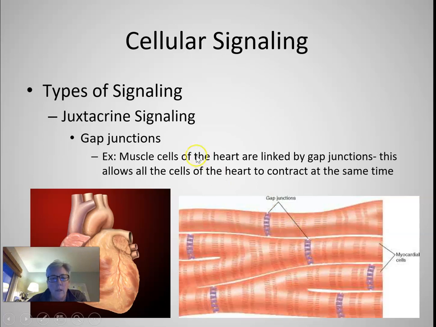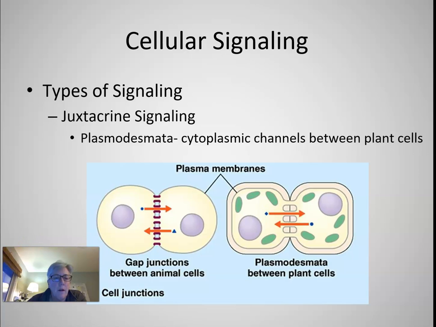All right, muscle cells have a lot of gap junctions. Muscle cells in the heart, and that allows all the muscles in the heart to expand and contract at the same time, because the signaling molecules can travel through those gap junctions. Okay, here's another example, plasmodesmata. This is in plants. These are channels between plant cells. This is the picture of the animal cell.